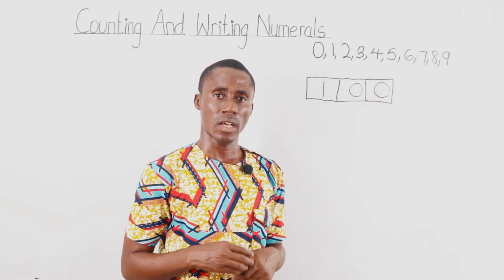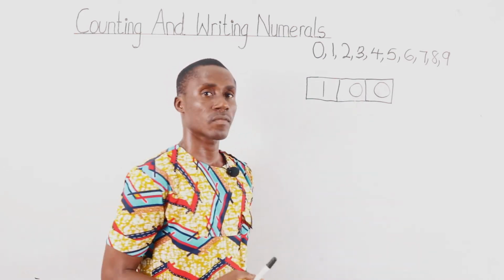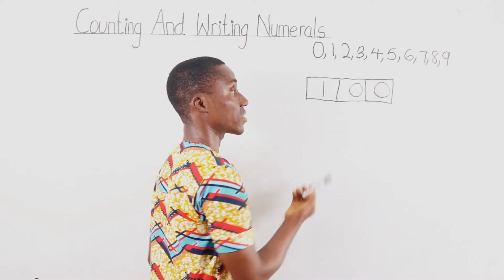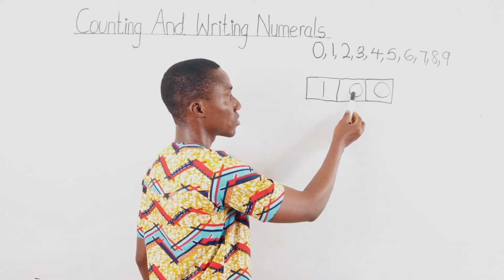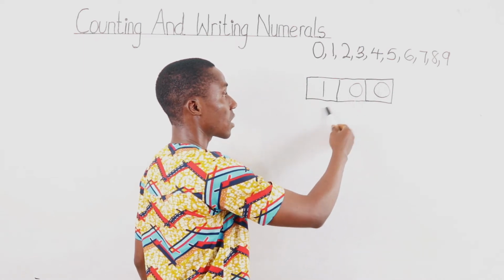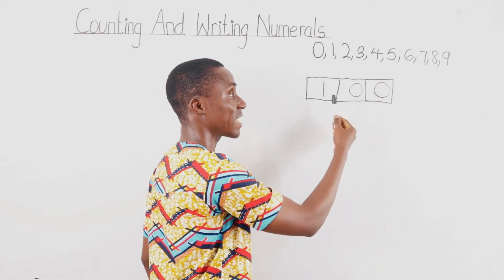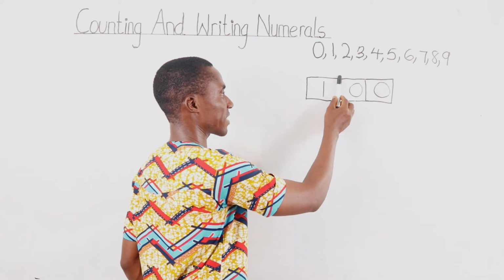And the second number place, we use it to count tens. Okay? And therefore, when we have 1 here, it is 1 ten. When we have 2 here, it is 2 tens. When we have 3 here, it is 3 tens. 4 here is 4 tens. After we get to 9, here is 9 tens.